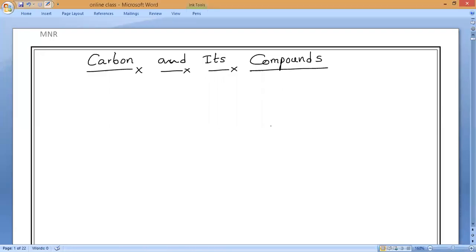Morning, everybody. As we know, today we are going to start the next chapter, that is carbon and its compounds. I think most of you already studied carbon and its compounds. So, let us come to here.